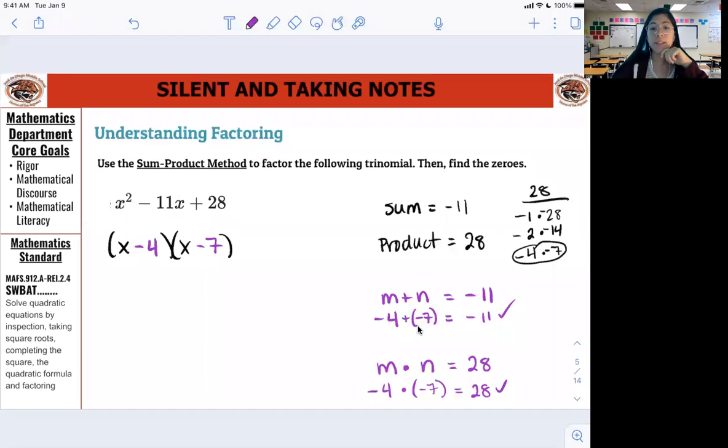And it has to be the same two numbers. Yep. That's why I named them m and n, because m is the same m, n is the same n. They have to match completely.